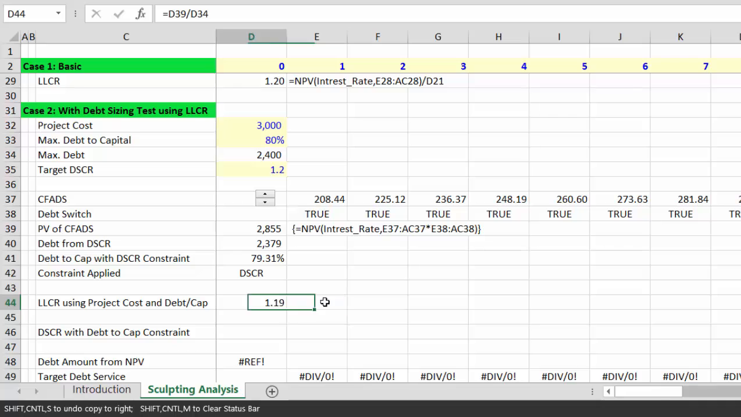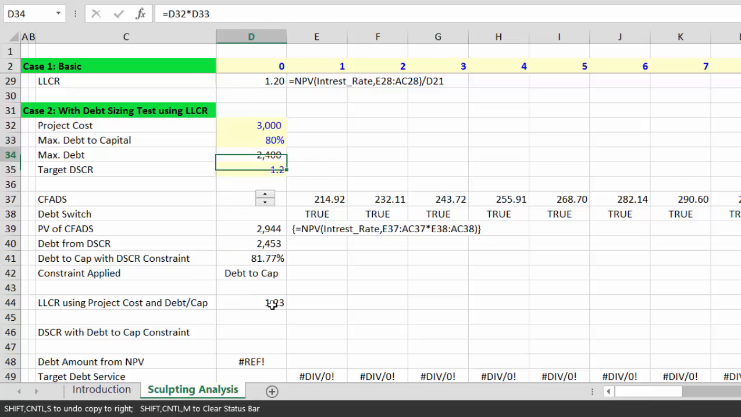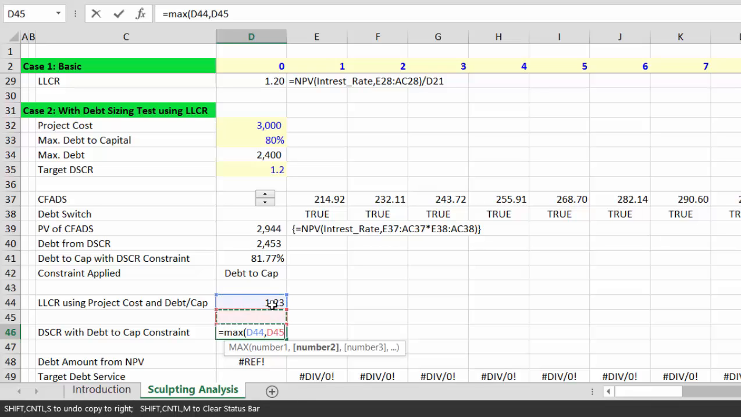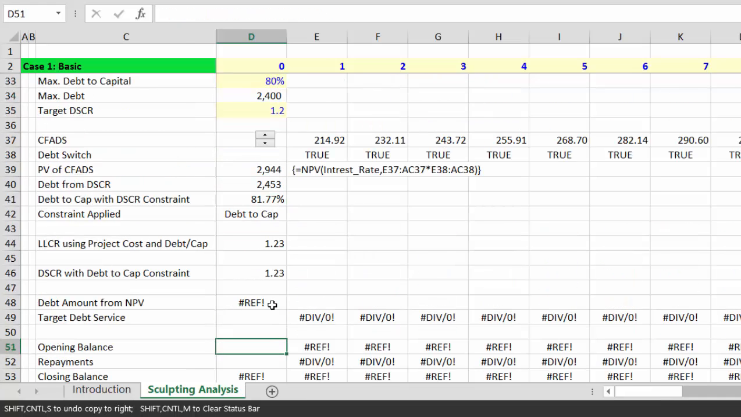So we now have the LLCR. Whenever this LLCR that we can afford is bigger than the DSCR, well, we have to push the sculpting down. That's really the trick. So what we're going to use is the maximum of this or this. Now, this doesn't produce any circular reference because I have no taxes or interest income. So in our simple case, it's all okay.